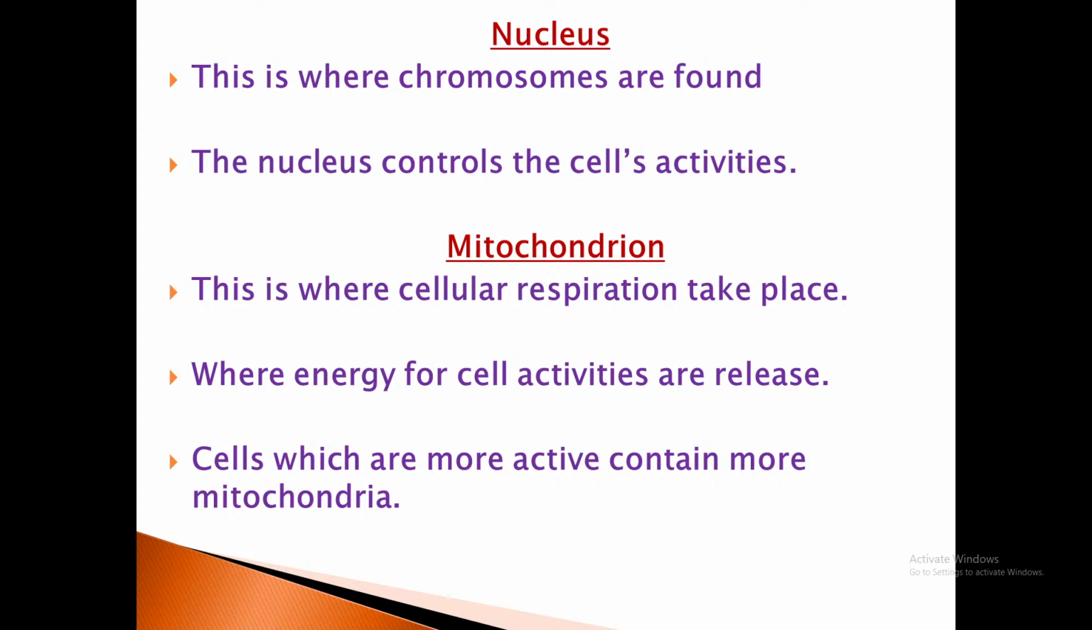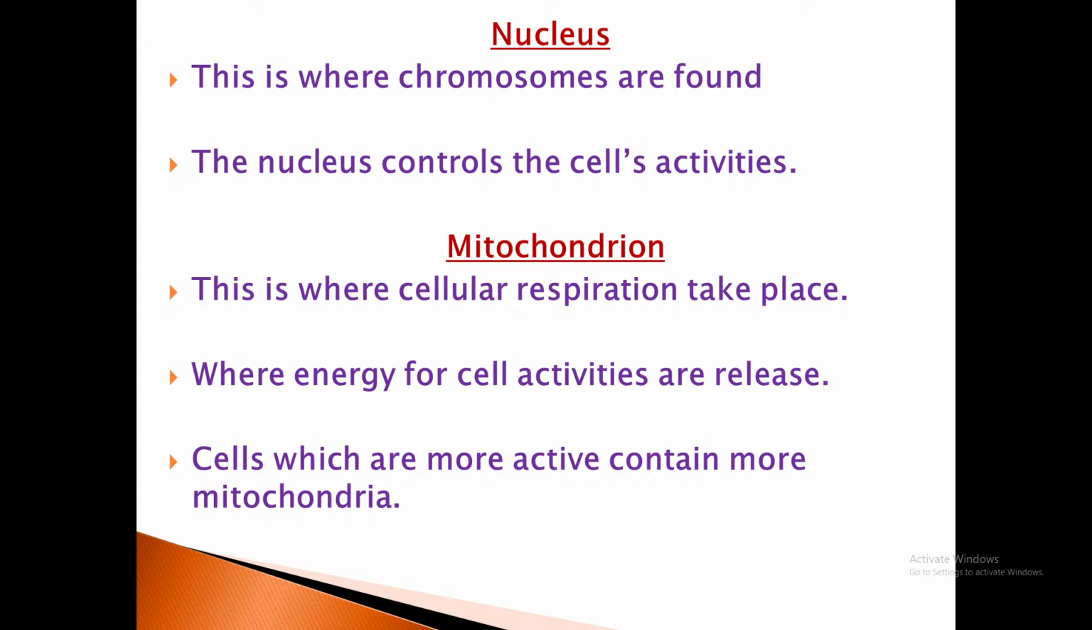Moving on to another very key important component, a cell organelle. This one is called the nucleus. This is where chromosomes are found. The nucleus controls the cell's activities. Now we normally refer to the nucleus as the brain of the cell.